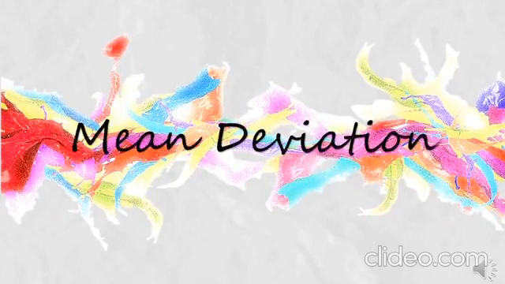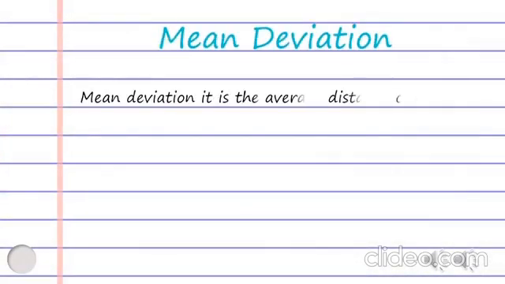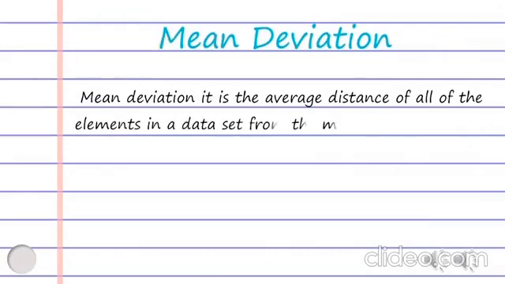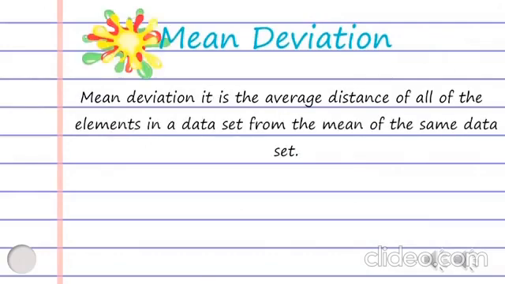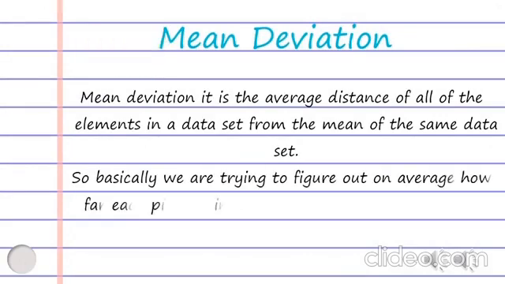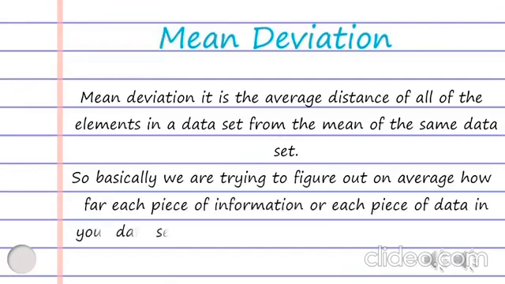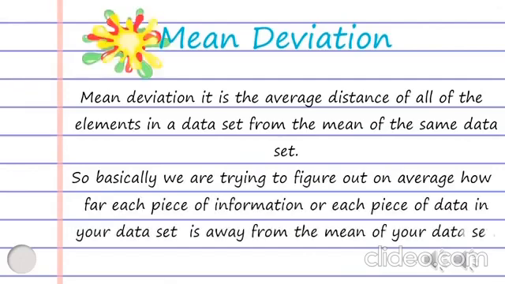Hello everyone, in this discussion, we are going to practice calculating the mean deviation for a given dataset. Mean deviation is the average distance of all of the elements in a dataset from the mean of the same dataset. So basically, we are trying to figure out on average how far each piece of data in your dataset is away from the mean of your dataset.